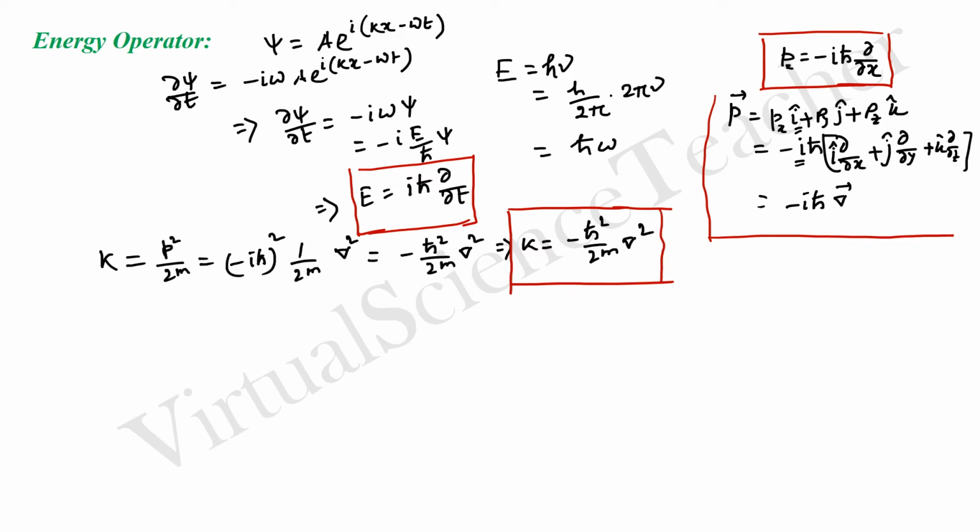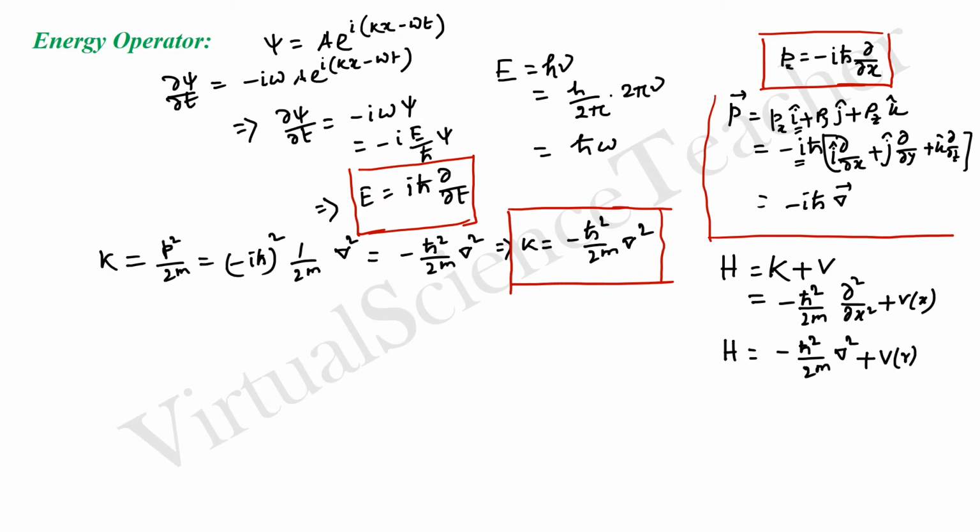So what happens for the Hamiltonian operator? Hamiltonian is kinetic energy plus potential energy. In the one dimensional case, H equals minus h cut square by 2m del 2 del x2 plus v of x. This is simply the Hamiltonian of a system in the one dimensional case. For the three dimensional case, H equals minus h cut square by 2m grad square plus v. So what we have found is H equals p square by 2m plus v. This is the basic Hamiltonian.